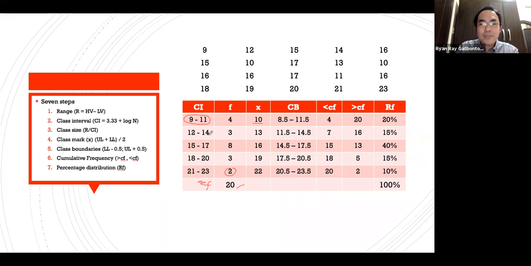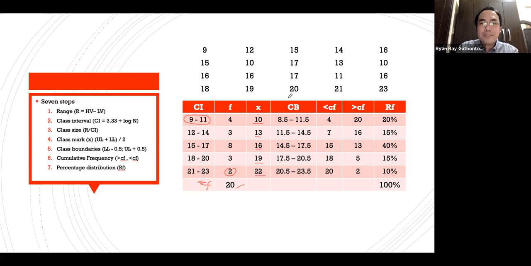12 plus 14 is 26. Divided by 2, it becomes 13. 15 plus 17, that's 32. Divided by 2, that becomes 16. So on and so forth until you complete this column.